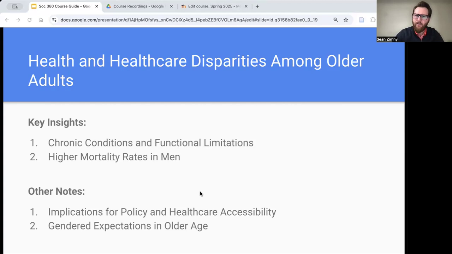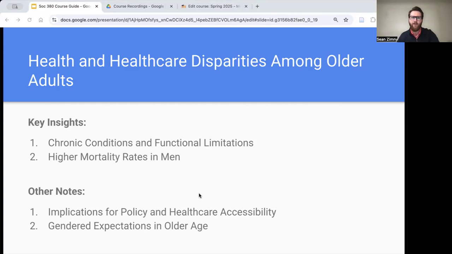So a couple of key insights here. So number one, that chronic conditions and functional limitations piece. So older women are more likely to report having chronic conditions like arthritis or osteoporosis and experience really functional limitations. So think of like difficulties with mobility or daily activities. And these health challenges increase their need for medical care.